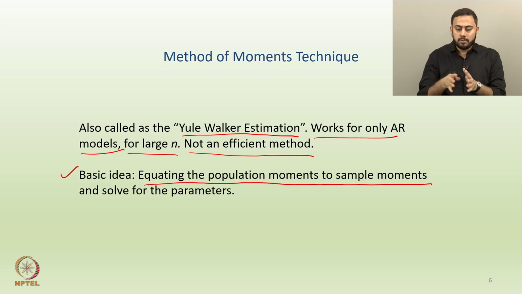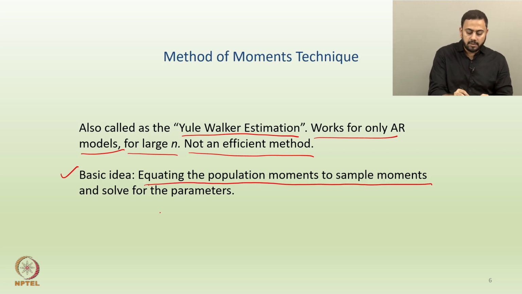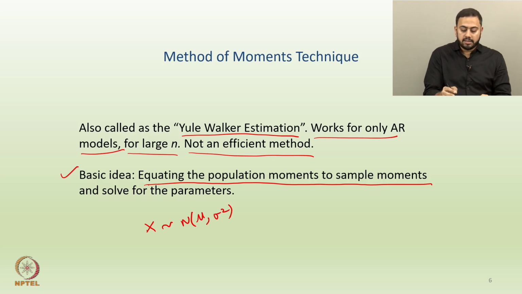Okay. Now, before we go into any of the details, I will give you one very easy example. Let us say you have a random variable x. I will not give you an example from time series because we have one example in the next slide. But let us say x is a random variable which follows a normal distribution with mean mu and variance sigma square. Okay. And then let us say the idea is you want to estimate both these parameters because both of them are unknown, right.